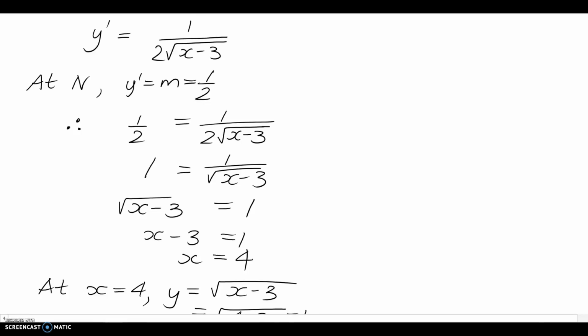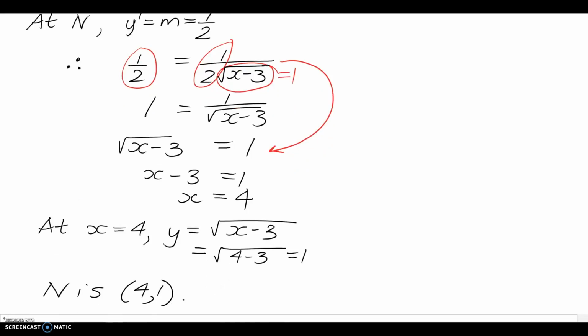Now it tells me that that gradient function has a value of a half at a particular x value, which I need to find out. So let's put a half in instead of y dash. I'll notice that I can jump straight from here to here, because if that's going to be the same as that, then this one has to equal 1. So you can jump straight down to that line. Square both sides, you get x minus 3 equals 1, and add 3 and you get 4. Well, that's the x coordinate.